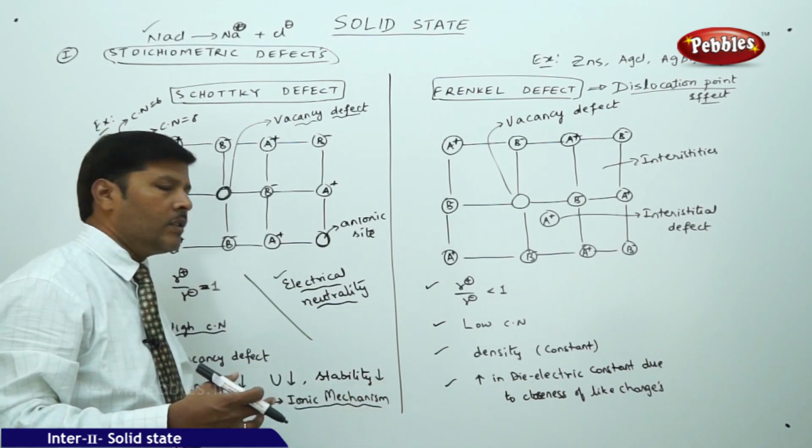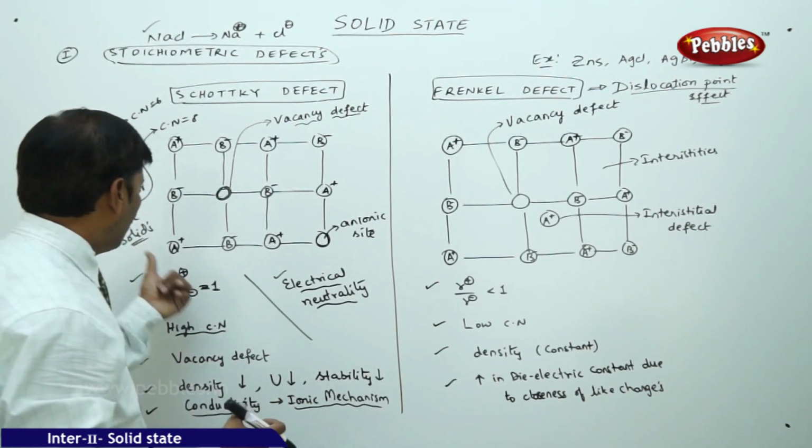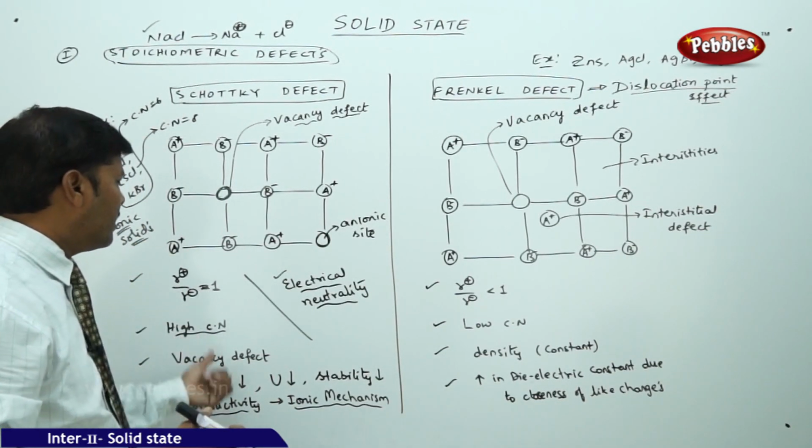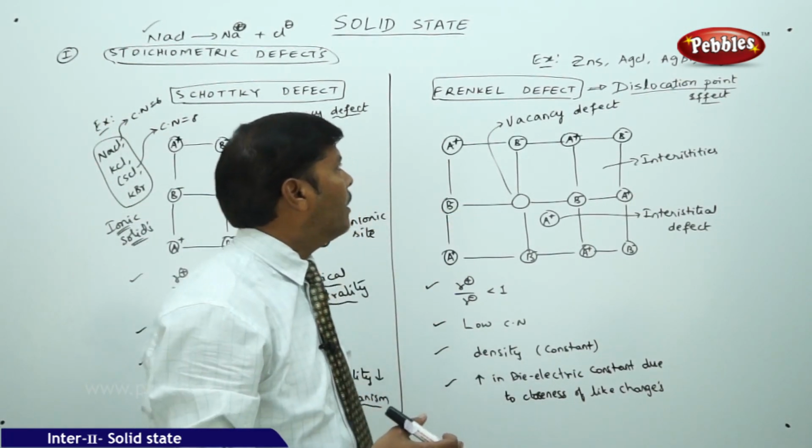Then it also affects the stability. So the stability of the crystalline solid will also decrease. So these are some of the comparing and contrasting points for the Schottky defect. Now from there we will go to the Frenkel defect.